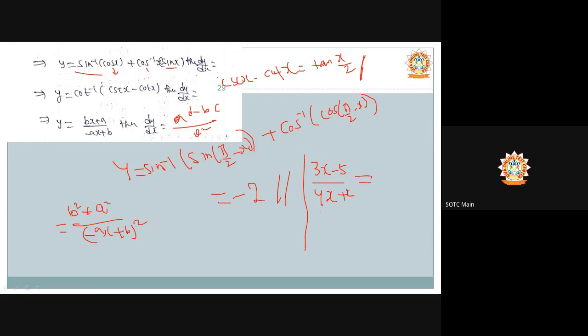Tell me ad minus bc by a square, they are v square. If you take ad minus bc, 3 into 2 is 6 minus 5 into 4, that is minus 20, it will come plus 20 divided by 4x plus 2 whole square. So 26 by 4x plus 2 whole square is the correct answer. Now try to see the next question and tell me the answer.